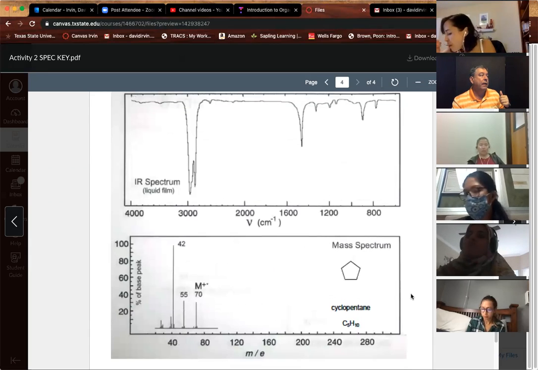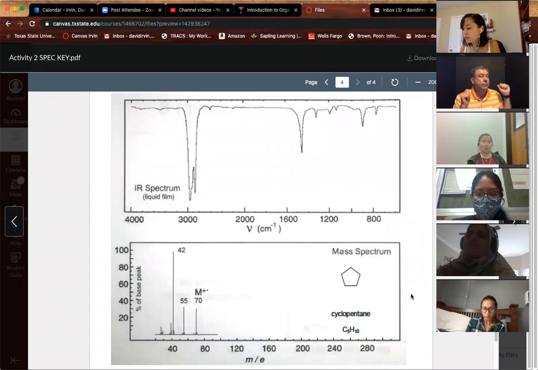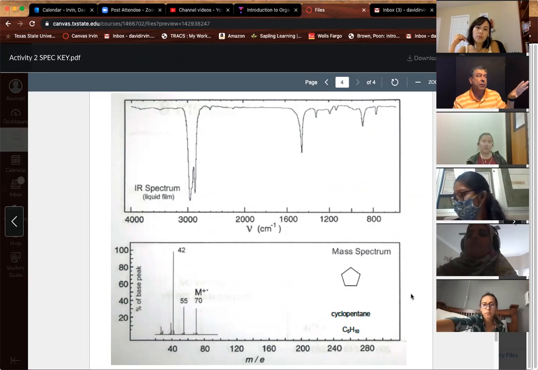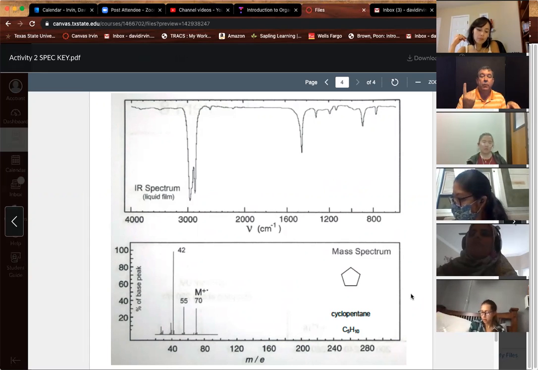Now, this one right here, the key was looking at your molecular ion peak and saying it's pretty tall for a molecular ion peak. By mass, we have a C5H10, and by our IR, we don't have a CC double bond, but we have a hydrogen deficiency index of 1. Remember, hydrogen deficiency index counts for 1 double bond or 1 ring.